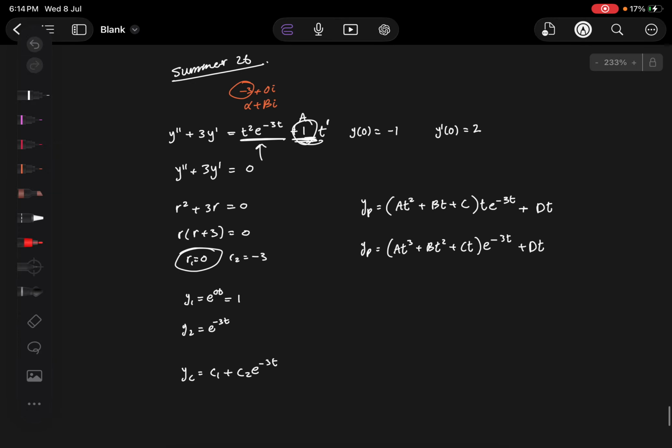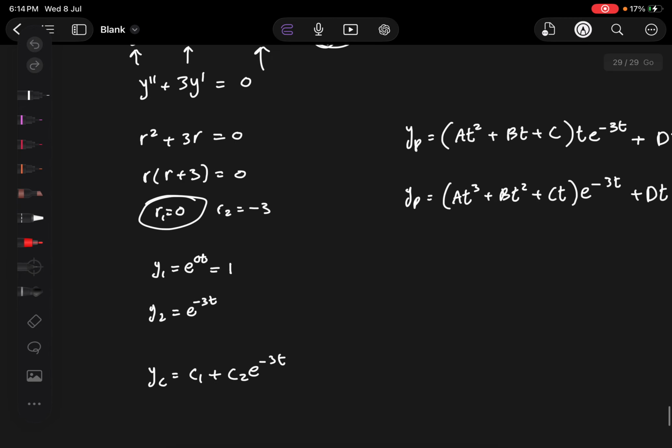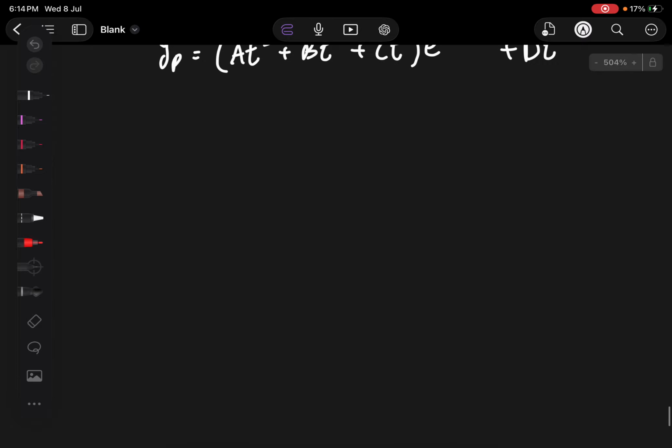Then, in order to use the matching coefficients method, you have to find the first derivative and the second derivative, plug them in, and match the coefficients. This would take you at least 20 minutes to solve fully. So instead, they wanted you in the exam to use something called the D operator shifting theorem. Let me introduce you to this.